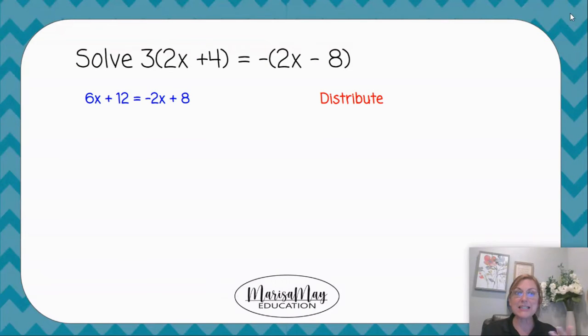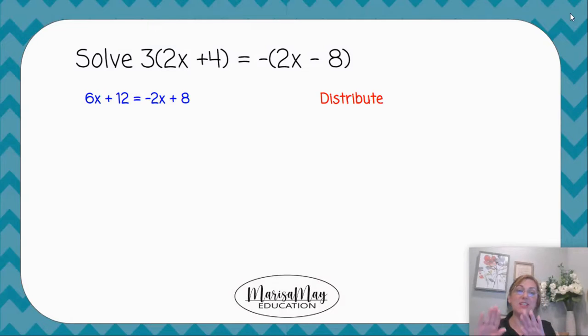I get 6x because 3 times 2x gives me 6x and 3 times 4 gives me 12. Now look at the right side as well. See that negative in front of the parentheses on the right side means that I'm distributing a -1. So I'm multiplying -1 times the 2x. That's why I got -2x. And I'm multiplying -1 times -8. That's why I got +8.